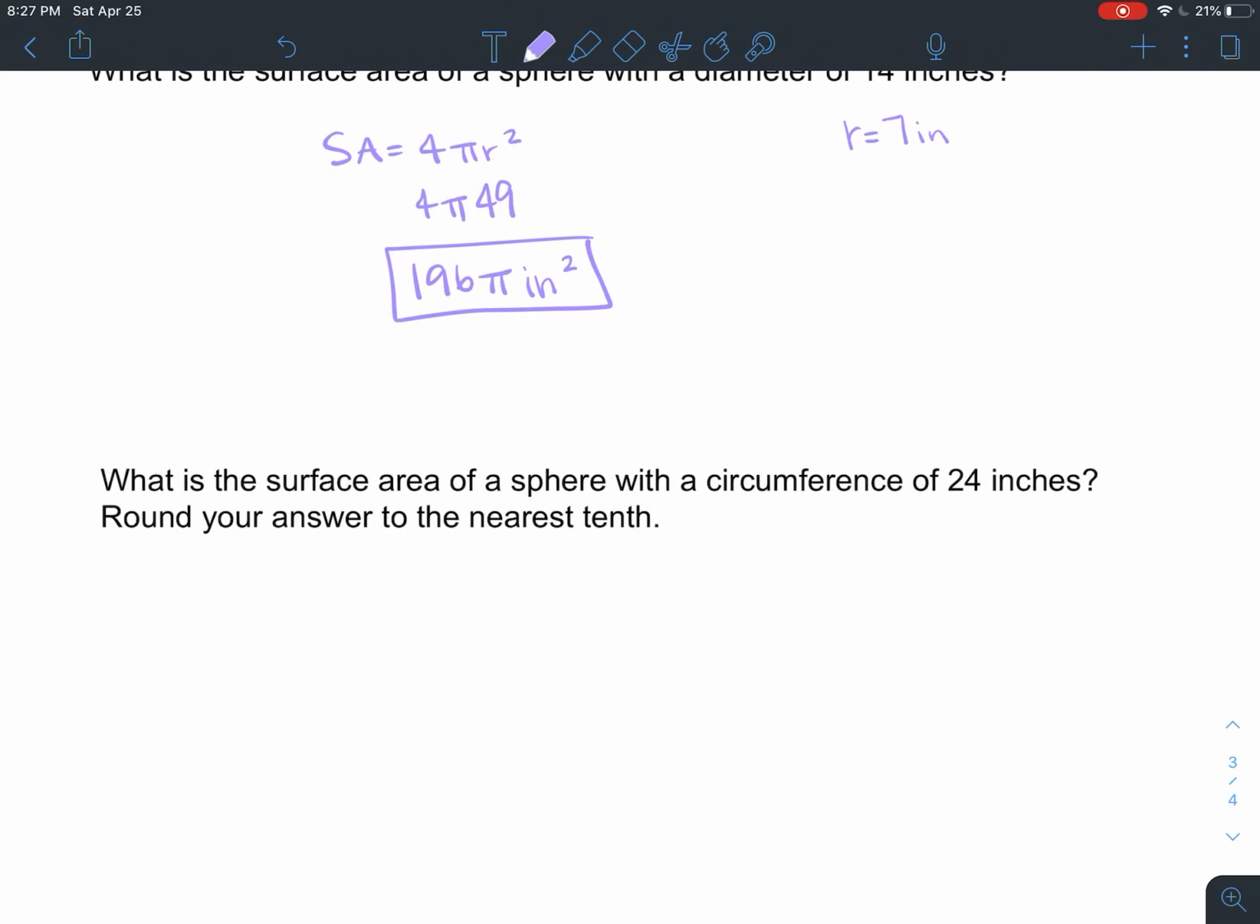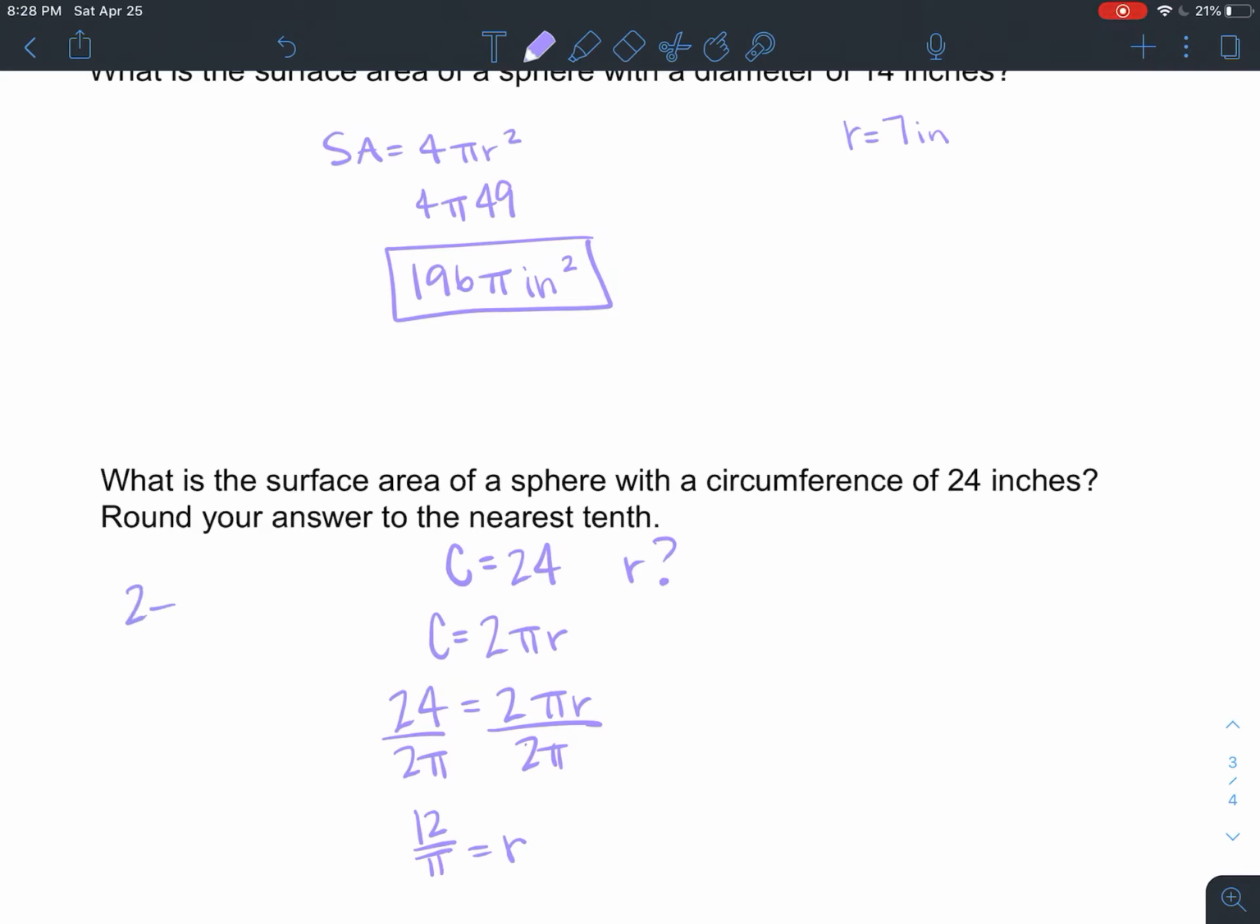And the last one, what is the surface area of a sphere with a circumference of 24 inches? Round your answer to the nearest tenth. So if I have a circumference of 24, I need to work back and find my radius. So circumference is 2 pi r. And if that is 24, then I need to divide both sides by 2 pi, which would give me 12 over pi for my radius.